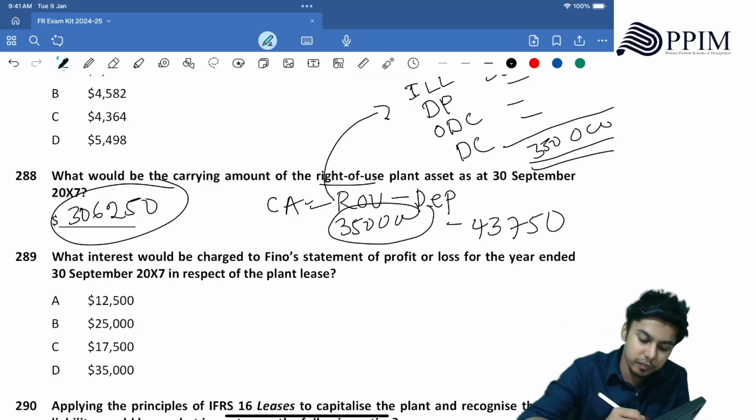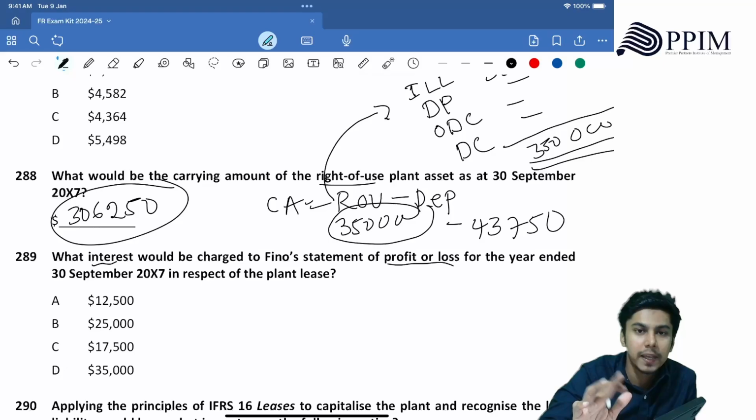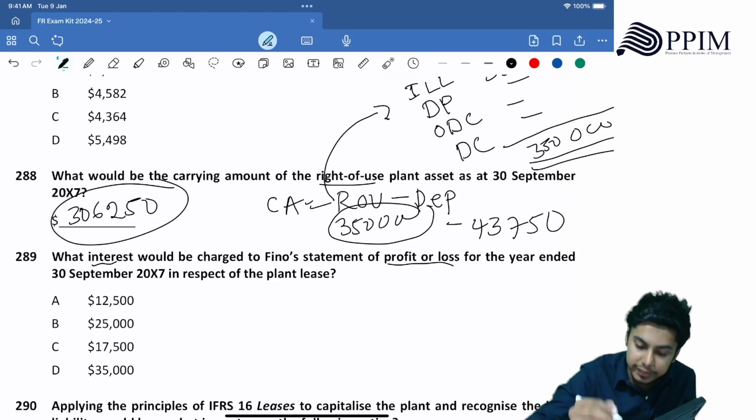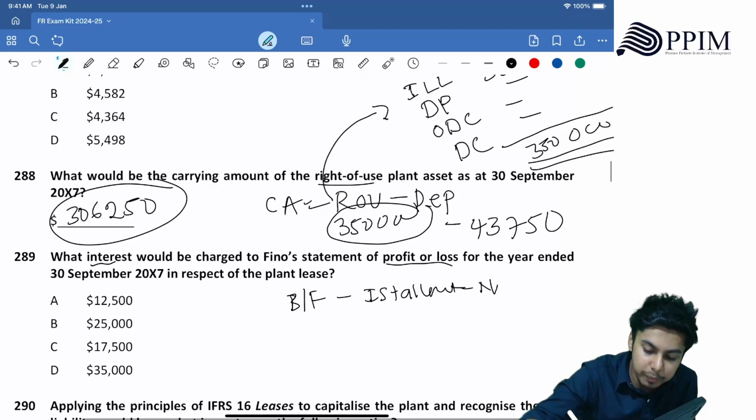Right, next one guys, what is the interest that would be charged to profit and loss? Okay guys, listen, I'm not going to go back to the question. This is the lease advance table. Now normally in the lease advance table, how do we calculate interest? Like this: brought forward minus installment. This is what we call the net amount.